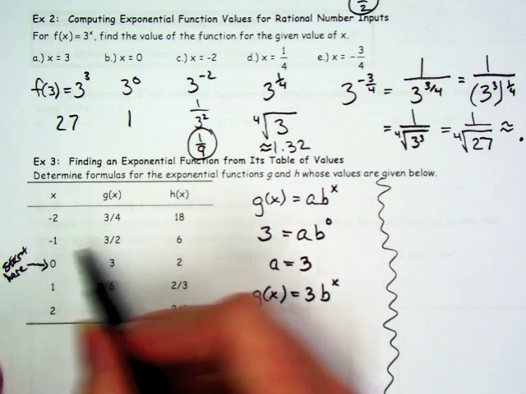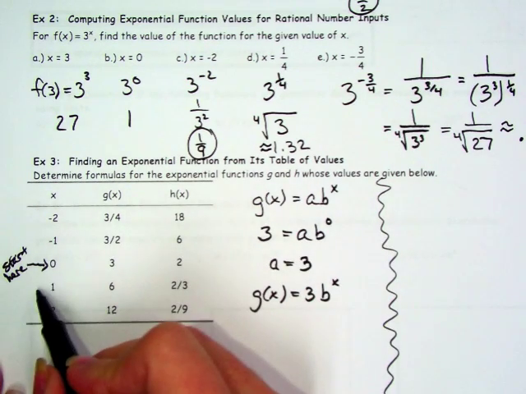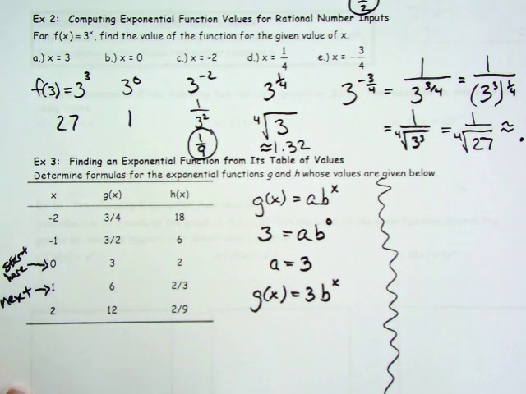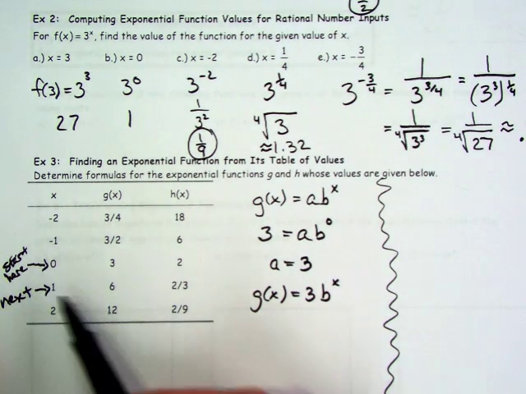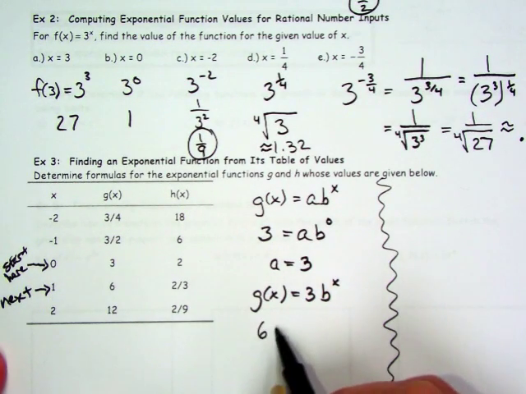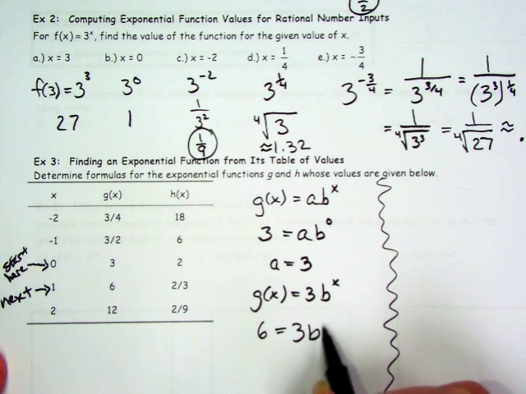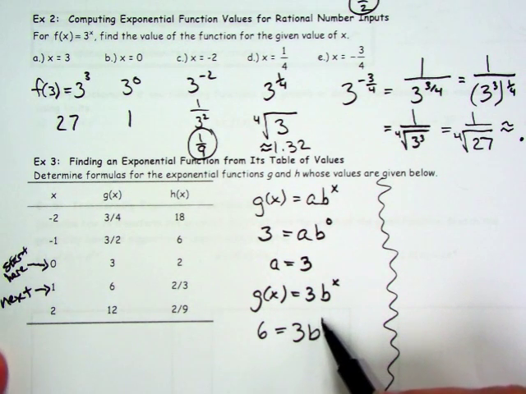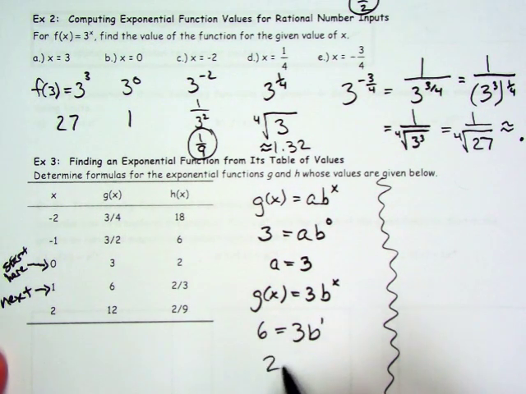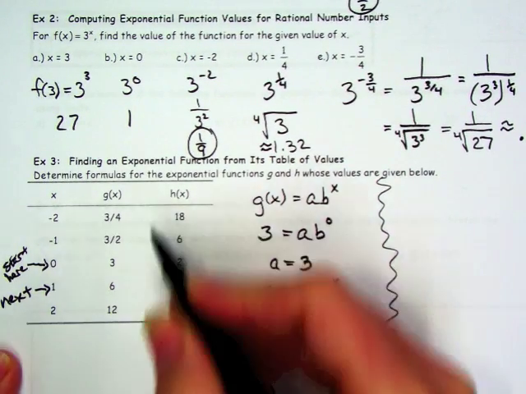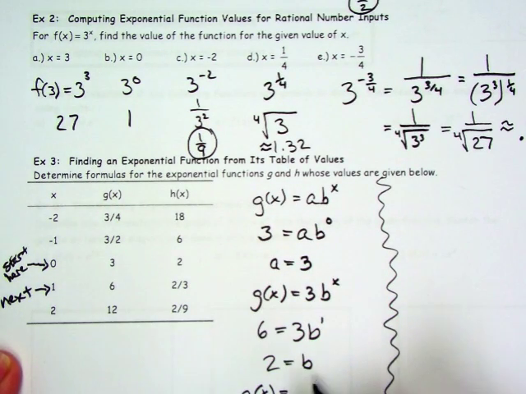So after I've done my initial value, I'm going to go ahead and go next to working with an x value of 1. Okay, using that next piece of information, when x is 1, the function's value is 6. So 6 equals 3 times b to the first. Putting 1 in for x. So b to the first is just b. Solving for b, I divide both sides by 3 and I get 2 for my b. And so my function for this particular set of values for g is 3 times 2 to the x.